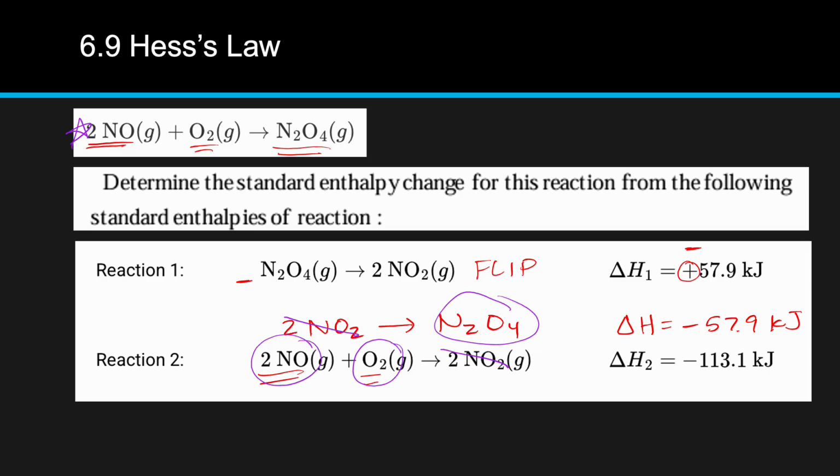So I'm good. Now I'm just going to add up my enthalpy values. So I have negative 57.9 minus 113.1. That's going to give me an overall delta H of reaction of negative 171 kilojoules.